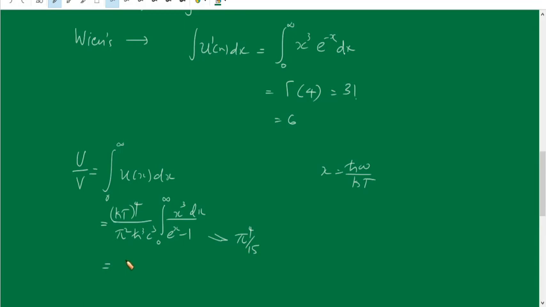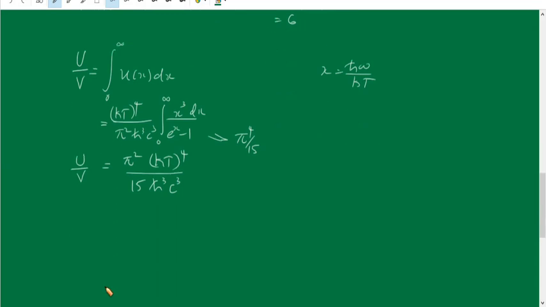So this is equal to pi square (kT)^4 divided by 15 h-cross cube c cube. So this is the energy density, the total energy divided by the volume of the cavity.